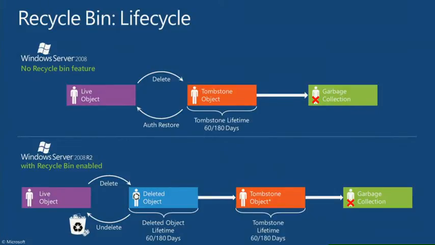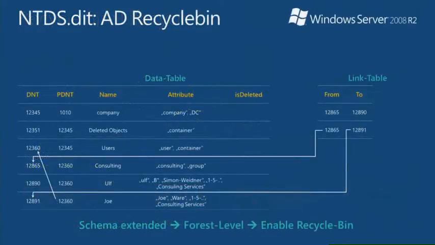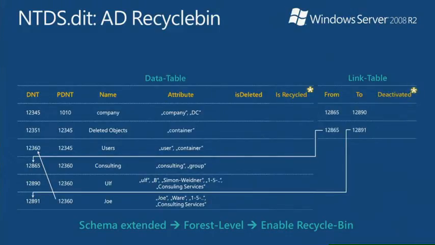After the tombstone lifetime is over, we have the same process, garbage collection. Every domain controller takes care to get rid of those tombstones, and the information is out of the Active Directory. When we look now at the Active Directory Recycle Bin, and look close here, right next to the is deleted column, we are getting an is recycled column. This is new. And we also get a deactivated column in the link table. And probably everybody in here is now guessing what they are doing.